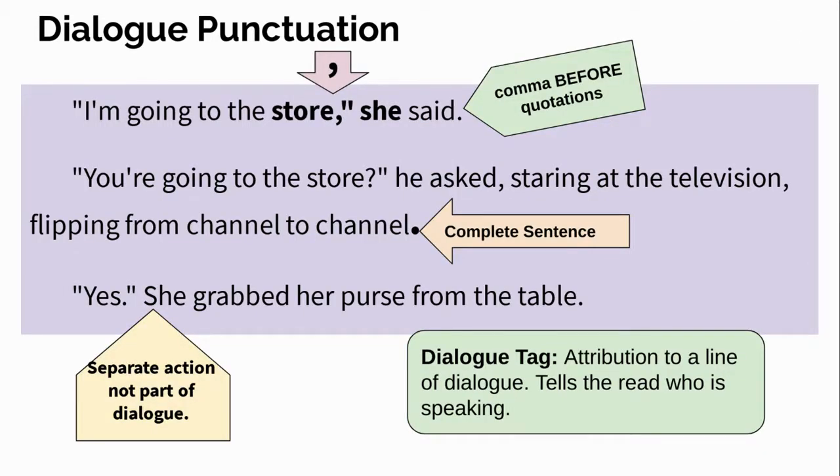So here, when she says, I'm going to the store, note that the comma comes before the quotation marks. There's a space, and then it says, she said. That's what we call a dialogue tag. You're going to the store, he asked, staring at the television, flipping from channel to channel. Period. So that's the end of his exchange. This is a complete sentence. Then she says, yes. She grabbed her purse from the table.